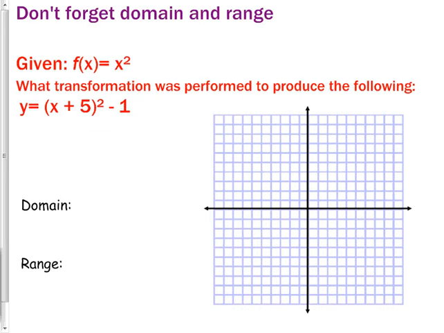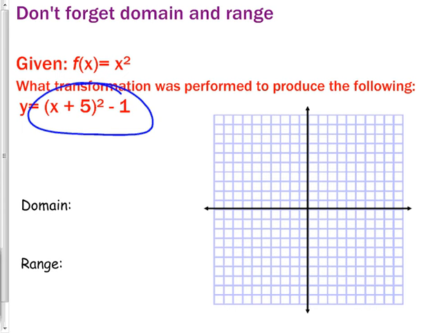Good. Moving on. I have a function here, and then it says what transformation was performed to produce that. Very complicated words, but all you're asking for is what transformation did you do? And that's like right 5 and down 2 or whatever. What is this one? Left 5 and down 1. Good. Those are the transformations.